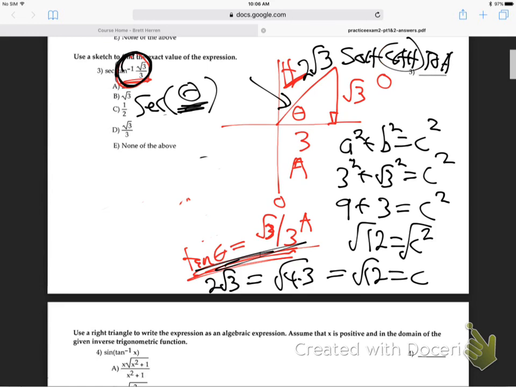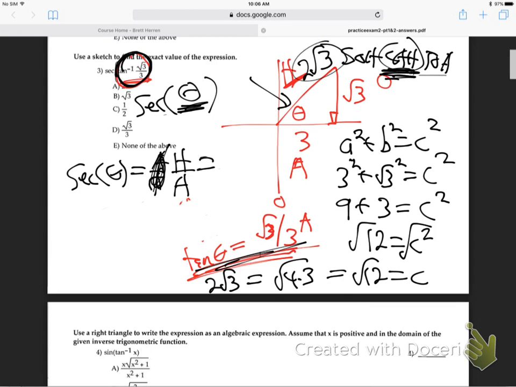SOHCAHTOA. Cosine is adjacent over hypotenuse. So secant will be upside down to that. Instead of adjacent over hypotenuse, it's upside down, hypotenuse over adjacent. Right? Secant's upside down to cosine. Cosine is adjacent over hypotenuse, so I just flip it. It's hypotenuse over adjacent. We good?